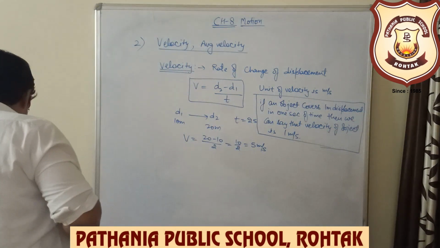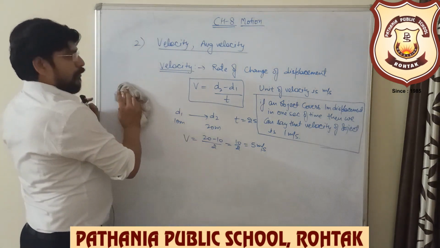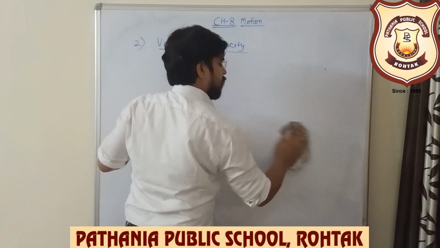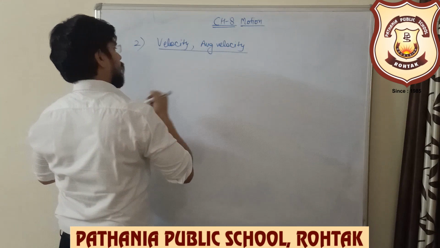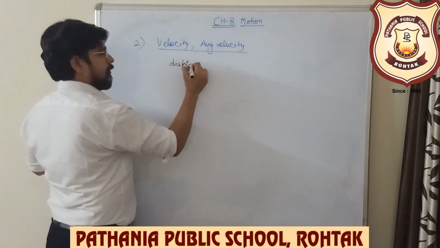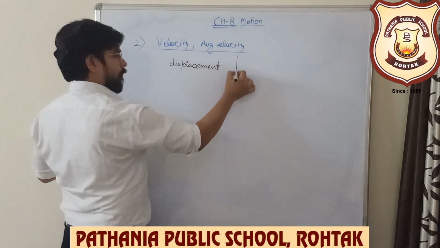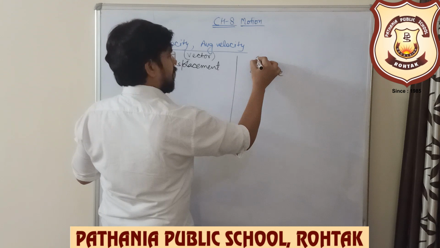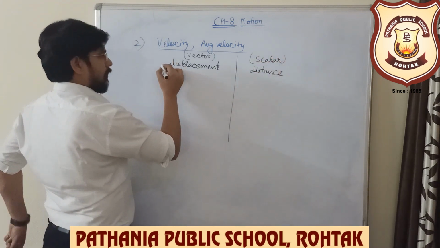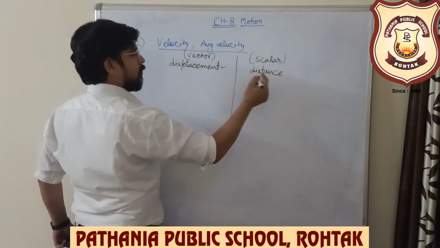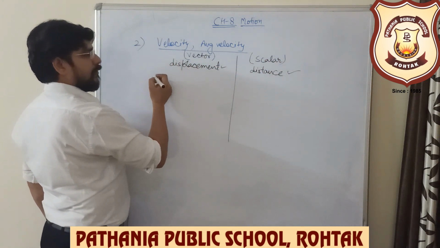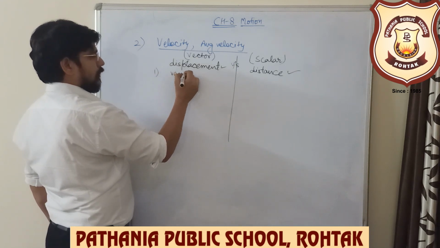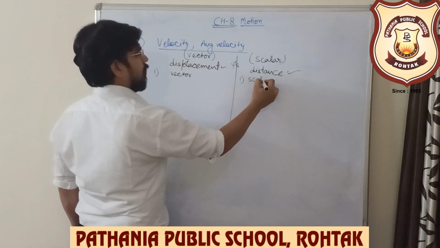One more important point which I would like to discuss with you before moving ahead. We just studied displacement. Displacement is a vector quantity, while distance is a scalar quantity. What are the points of difference between them? Distance versus displacement. Displacement, as you know, is a vector quantity, while distance is a scalar quantity. That is the first difference.